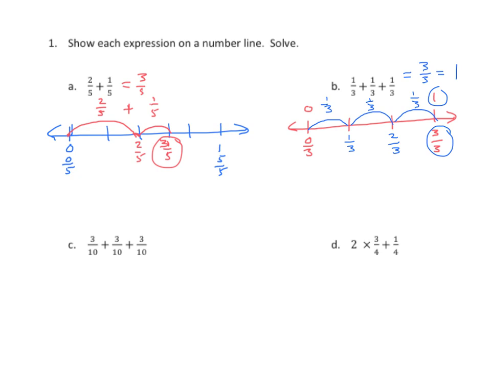We have C, 3/10 plus 3/10 plus 3/10, and we can look at that another way, just getting into what you're going to see very soon. If I'm adding 3/10 over again 3 times, I could say that that is 3 times 3/10, couldn't I? Okay, let's work our number line here.